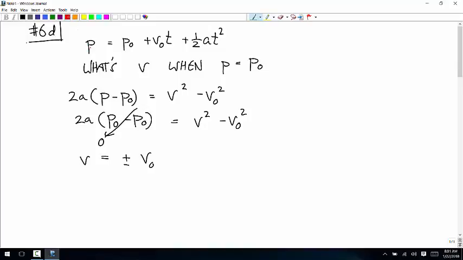When it's on the way down, you'd be dealing with the negative. So anything in free fall, if you're neglecting air resistance, when it returns to the starting height, it's moving in the opposite direction at exactly the same speed as it took off with.